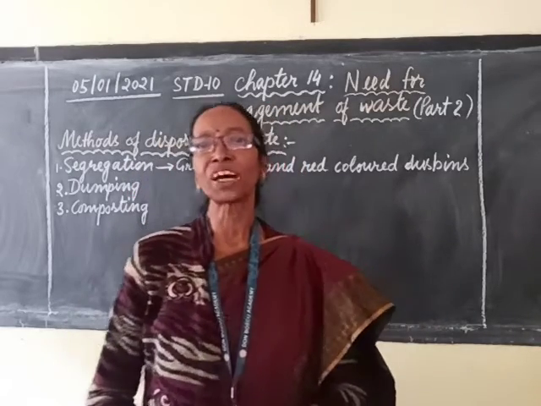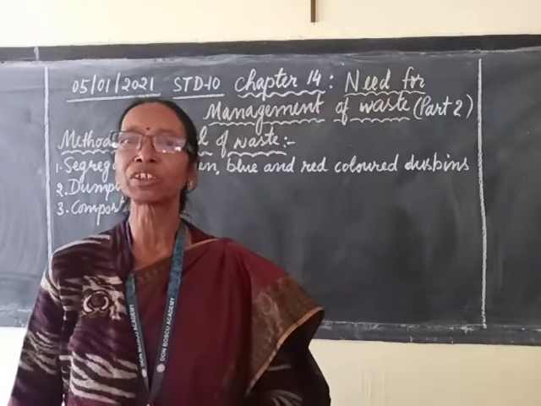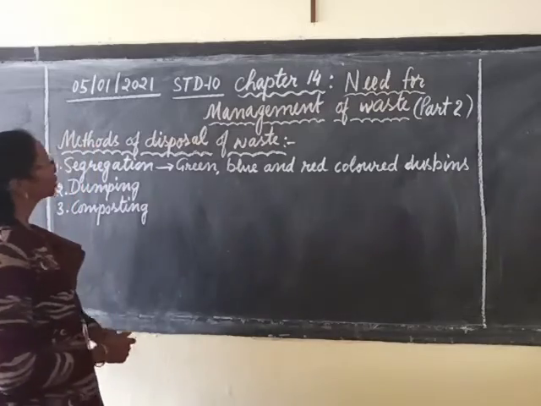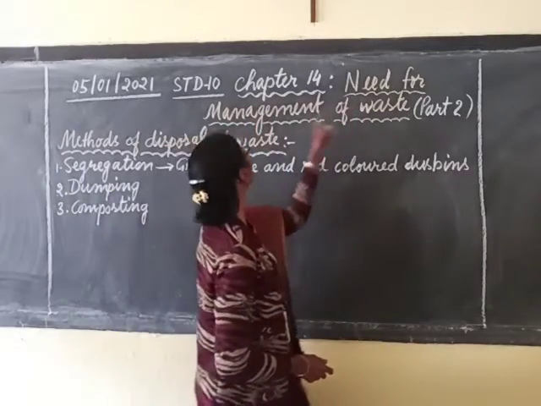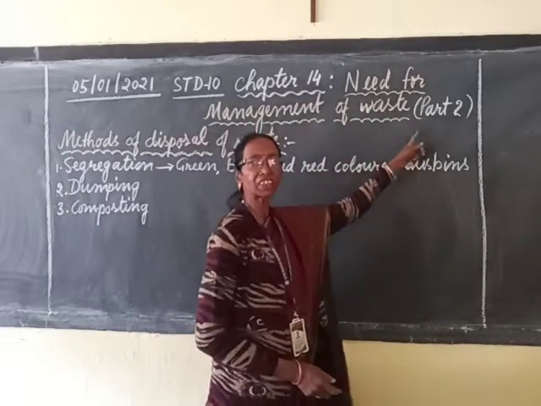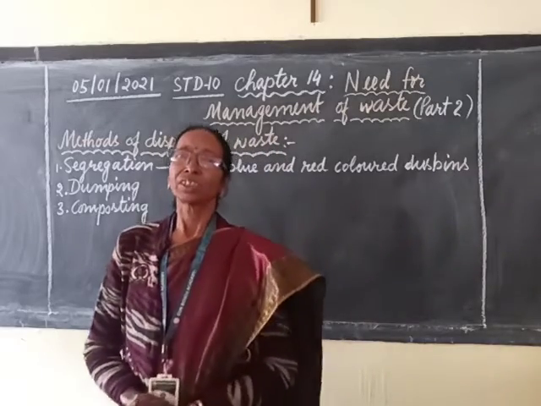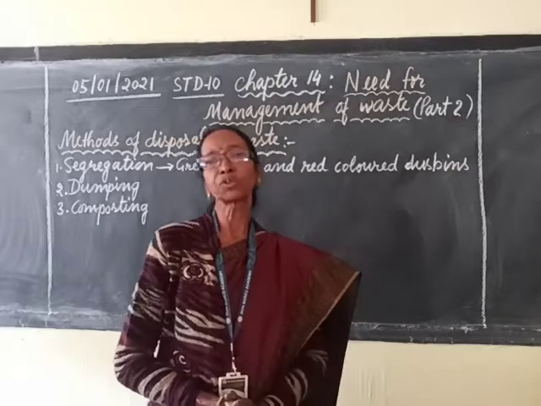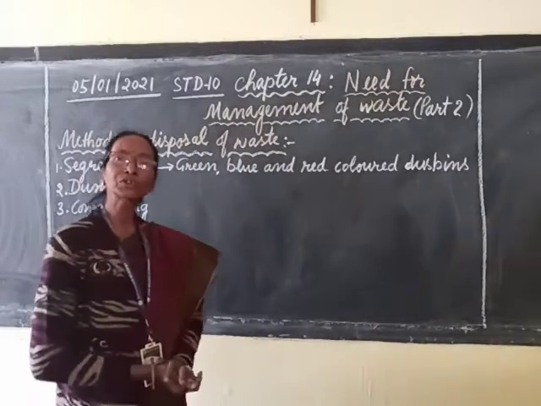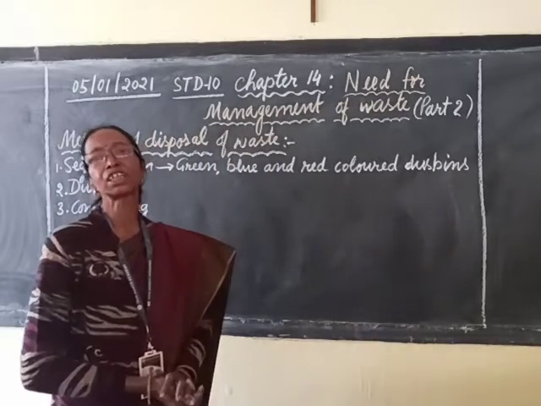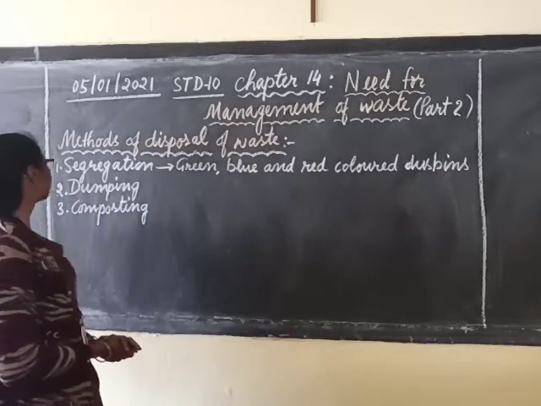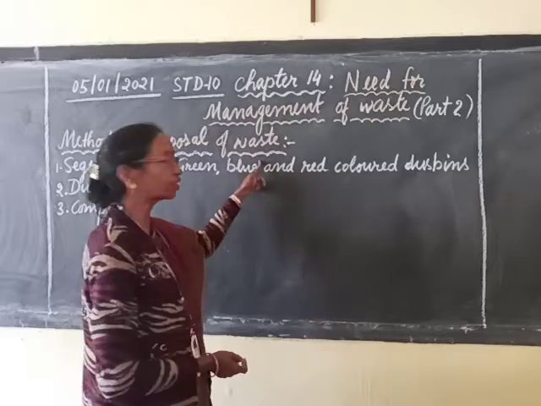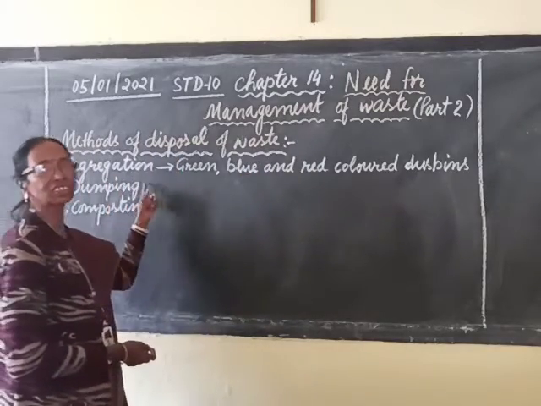In geography you are learning about the management of waste. Today I am going to explain chapter 14, Need for Management of Waste, part 2. In this part 2 you are going to learn about the disposal of waste, how it should be decomposed. If we see the methods of disposal of waste, the first method is segregation.